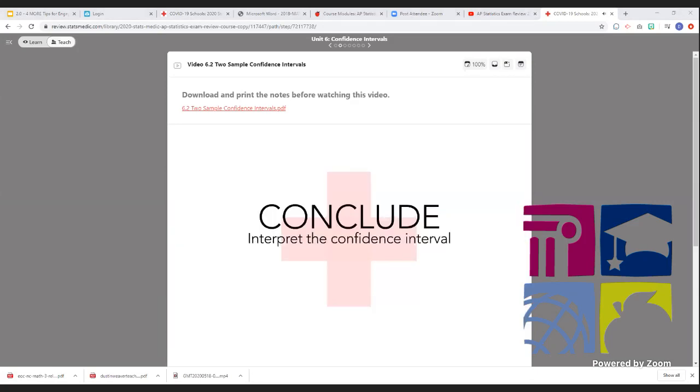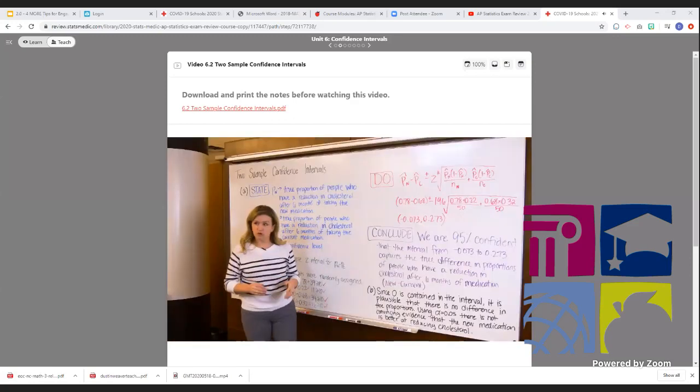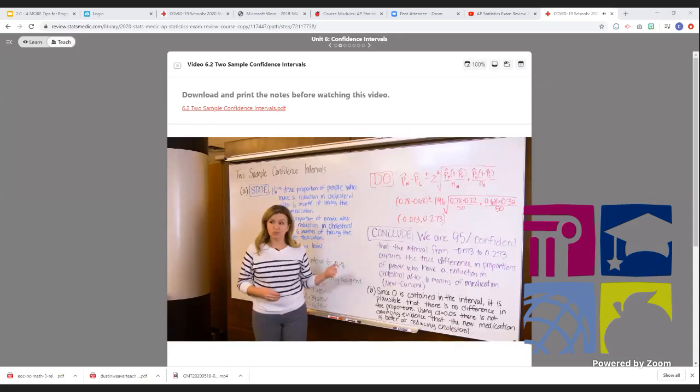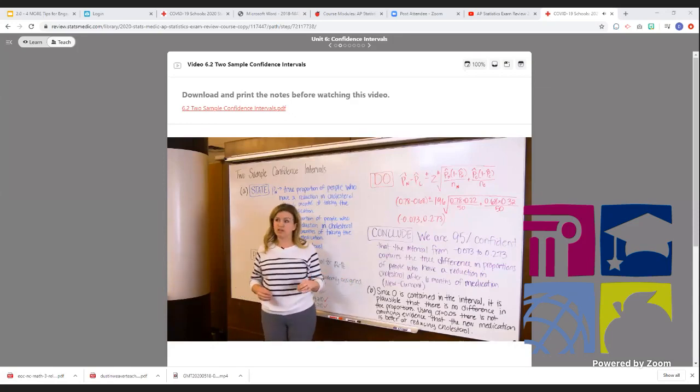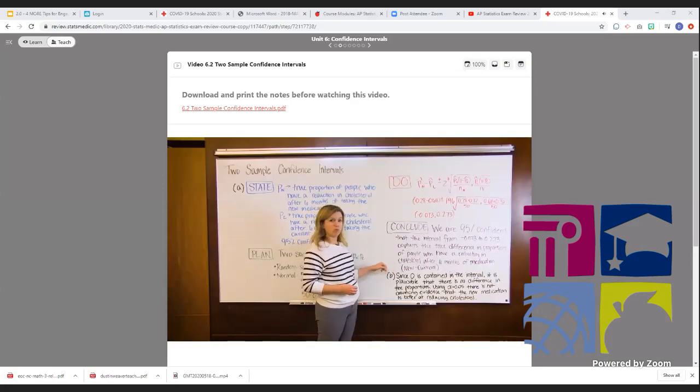So for my conclusion, we are 95% confident the interval from negative 0.073 to positive 0.273 captures the true difference in proportions of people who have a reduction in cholesterol after 6 months of medication, and that is the new minus the current medication. You'll also notice that I've kept my entire conclusion in present tense to make sure that I'm only talking about my parameter, and then also I've identified my order of subtraction one more time.